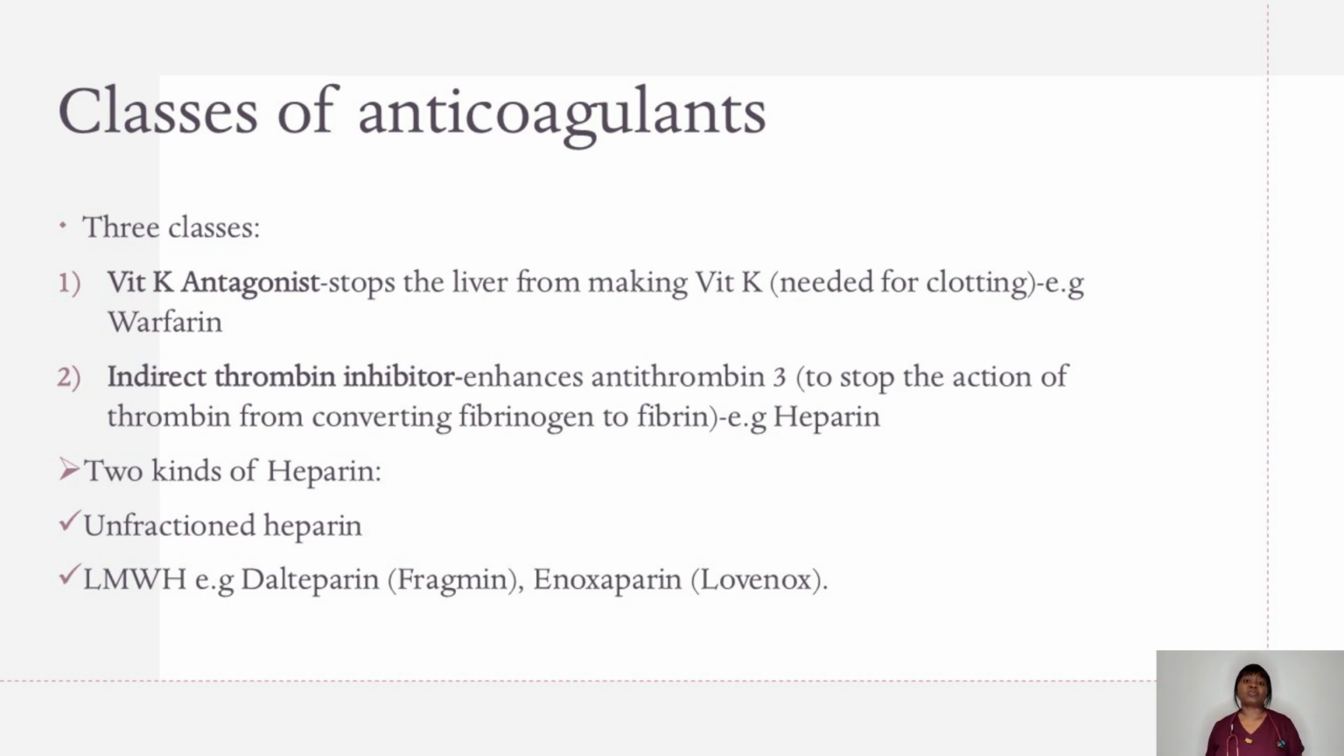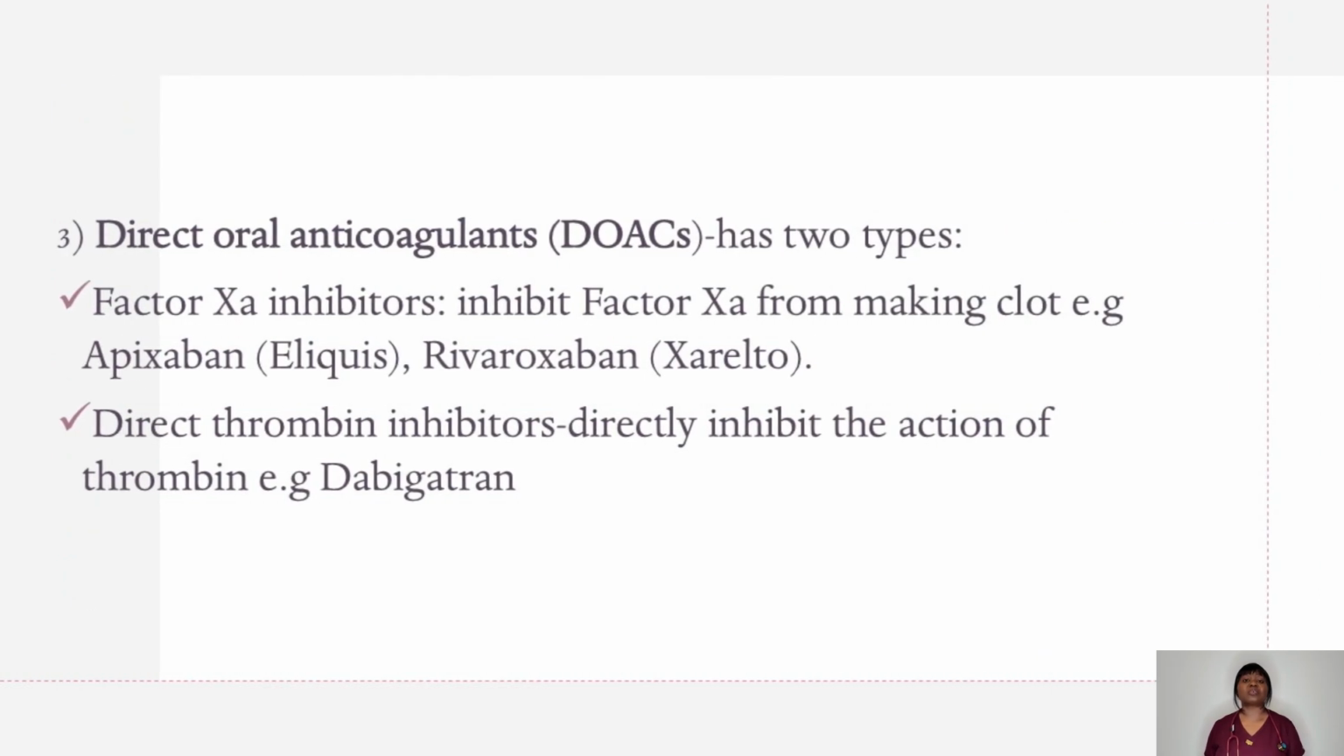The third class of anticoagulant is the direct oral anticoagulant. This one is given only by mouth. And there are two types. We have factor Xa inhibitors and direct thrombin inhibitors. A factor Xa inhibitor inhibits factor Xa, the clotting factor, from making clots. An example is apixaban. We also have rivaroxaban, Xarelto. Direct thrombin inhibitors inhibit directly the action of thrombin. An example is dabigatran.